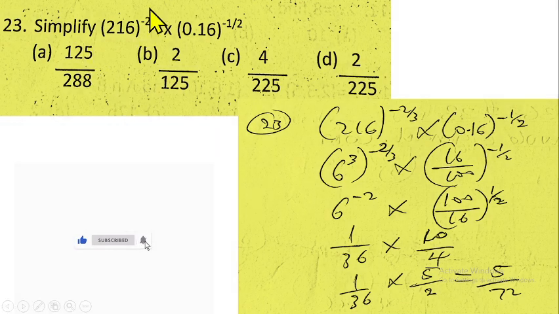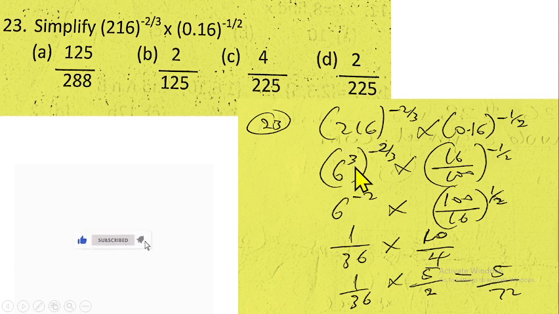Question number 23, this is on indices. You have to simplify this index expression. You have 216 raised to the power minus 2 over 3 times 0.16 raised to the power minus half. So from there, we can change this to an index form. That will give us 6 raised to the power 3, or you can just find the cube root of 216, that will give us 6.